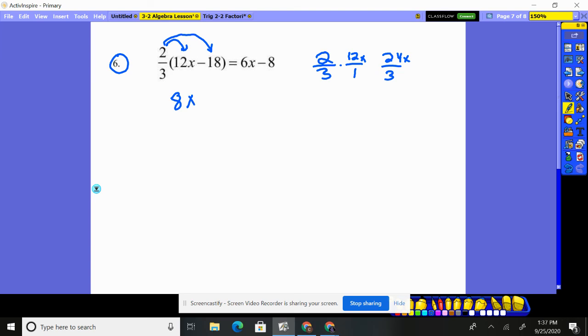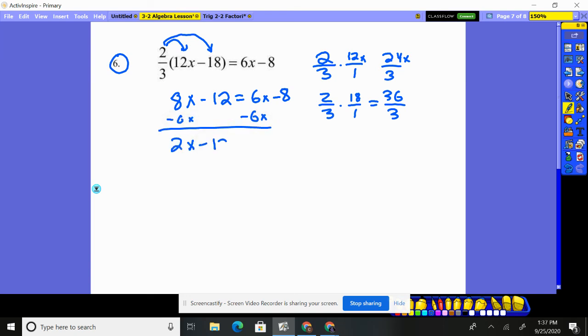I now need to do 2/3 times 18. Well, that's just 18 over 1. 2 times 18, 36. 3 times 1, 3, so that's just 12. Equals 6x minus 8. This is really just a lesson on multiplying fractions and numbers. So now we subtract 6x from both sides. I get 2x minus 12 equals negative 8 because that goes away.